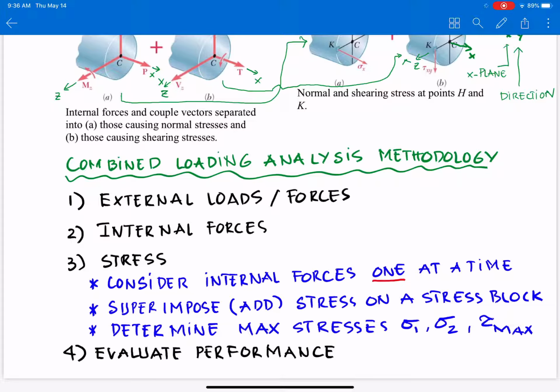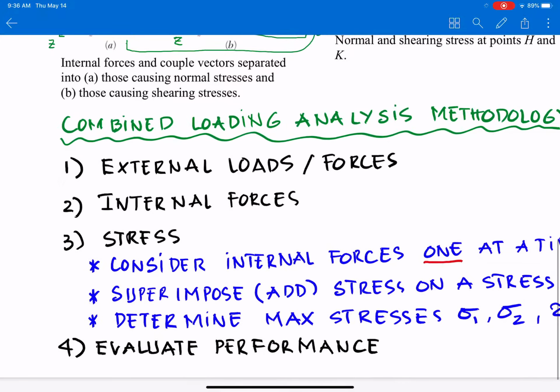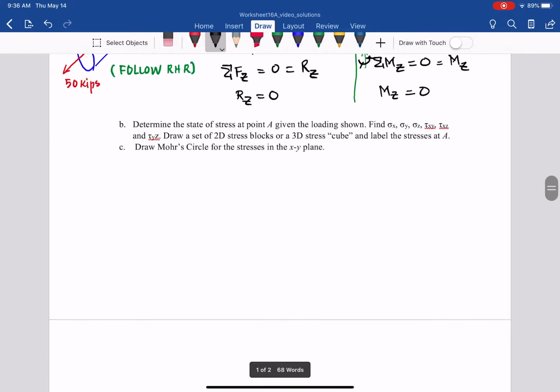superposition, so that we can consider one stress at a time and add on the stress block and evaluate performance. So the next step, as you can see, step 2 and then step 3: internal forces and then stress. So let's go to here.